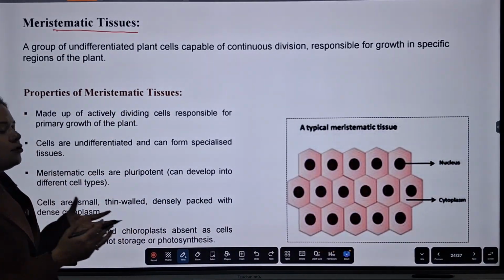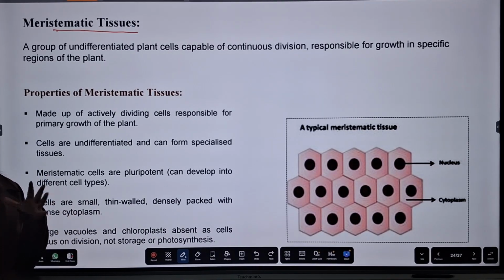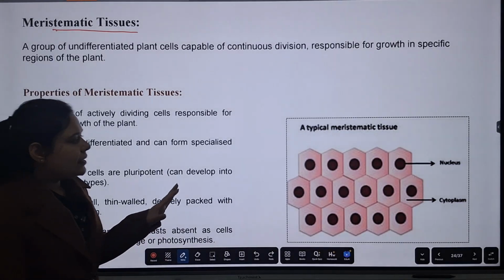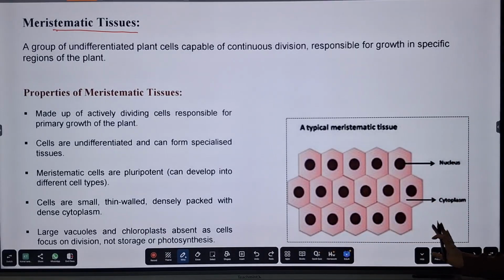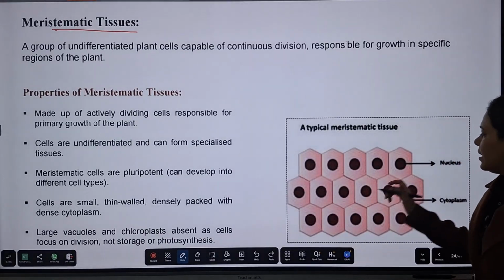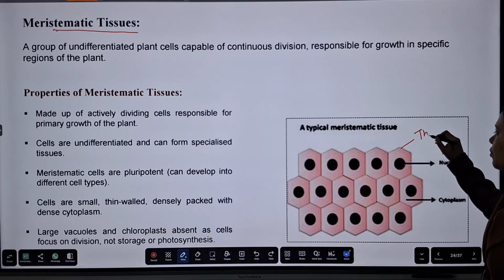They are undifferentiated. They are not specialized. They are a group of undifferentiated cells that are capable of undergoing division, continuous division. So if we see the structure of meristematic tissue, it looks something like this under the microscope. These are a group of cells. And if we see the structure of one cell, it has a very thin cell wall.